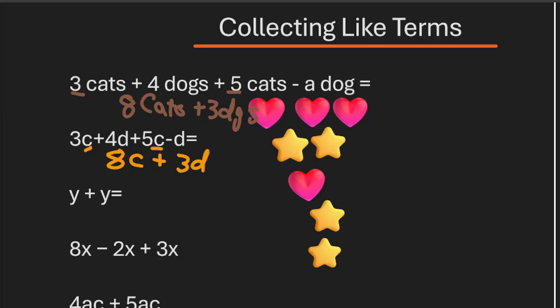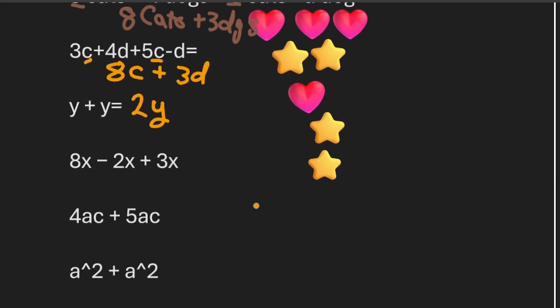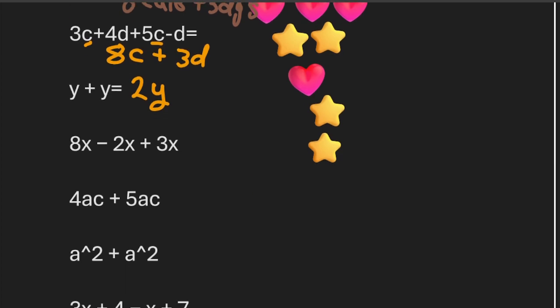We have some challenging questions down there. So y plus y, 2 y's. Think of a banana plus a banana, so it's just 2 bananas. Now the next one is 8x minus 2x plus 3x. Let's think of the banana again. So 8 bananas minus 2 bananas plus 3 bananas. So 8x minus 2x is 6x plus 3x is 9x.